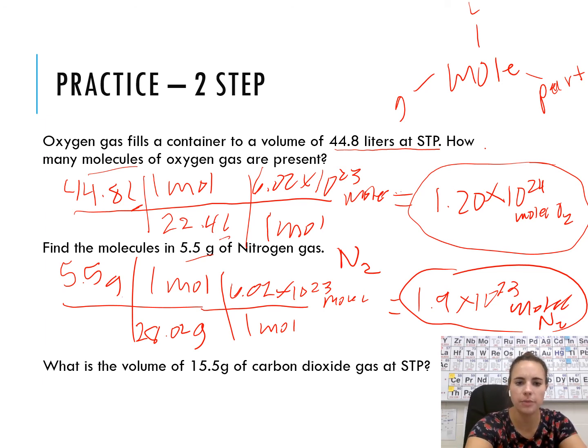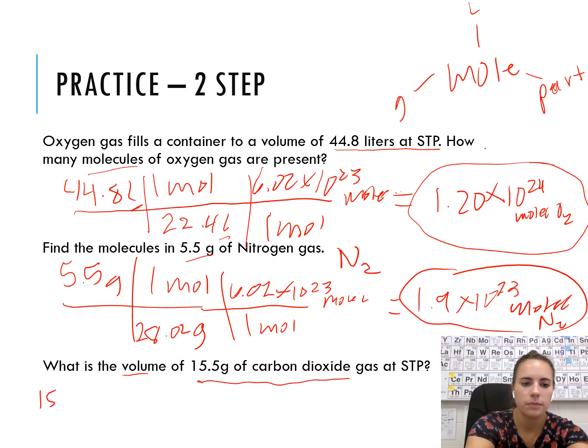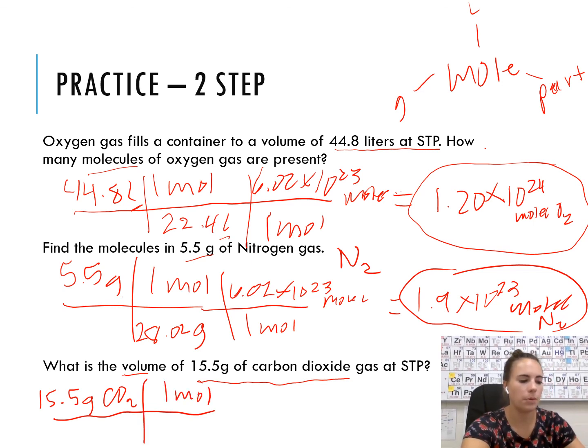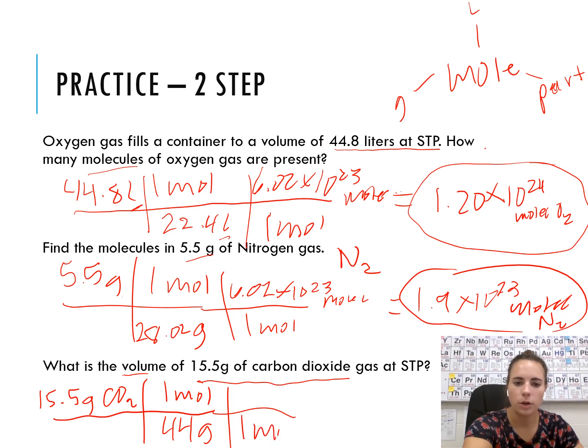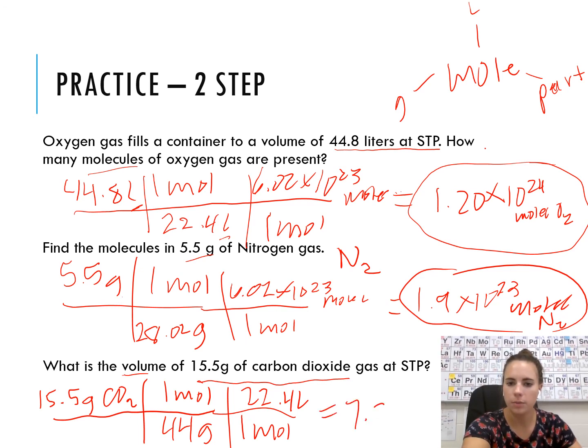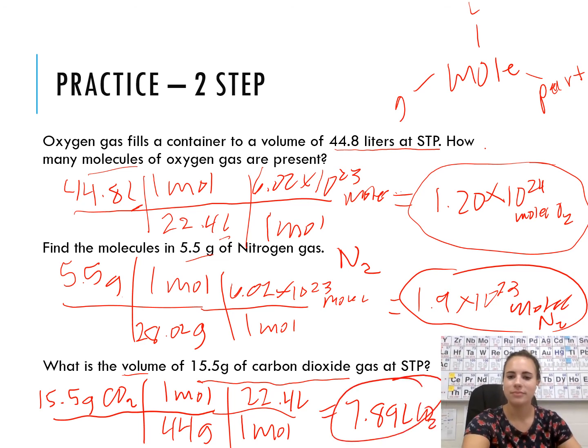Last but not least, what's the volume of 15.6 grams of carbon dioxide? So I'm going from grams to volume. So I have 15.5 grams of CO2. 1 mole of CO2, when I look at my periodic table and calculate the molar mass, is 44 grams. Now my question asked me for volume, so I know 1 mole is 22.4 liters. I'm going to multiply across the top and divide by the bottom, and I'm going to get 7.89 liters of CO2. See? Simple.